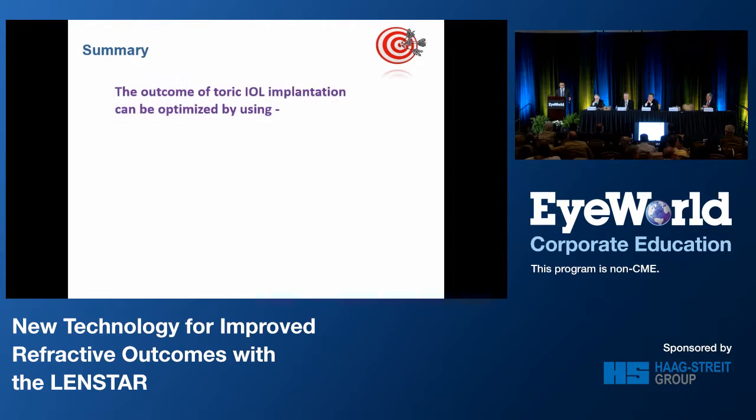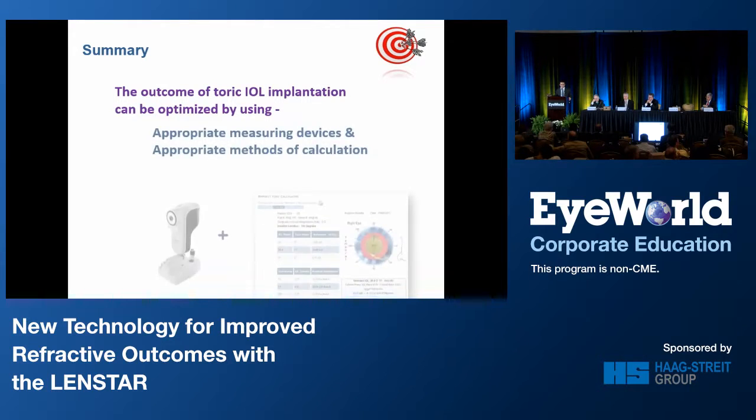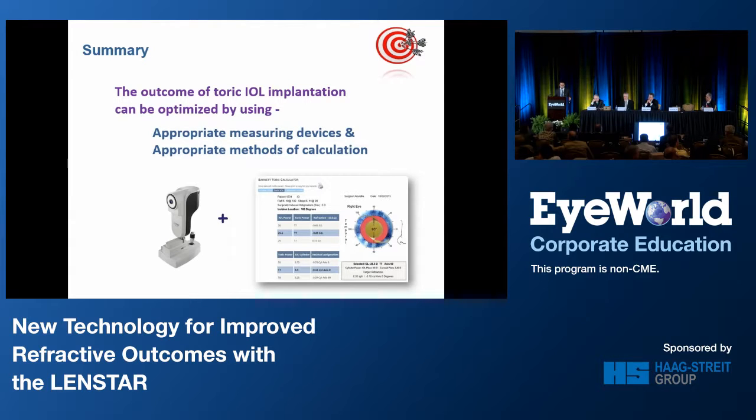In summary, the outcomes of toric IOL implantation can be optimized by using appropriate measuring devices and appropriate methods of calculation. Thank you very much.